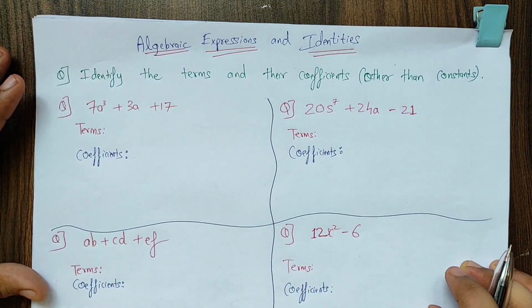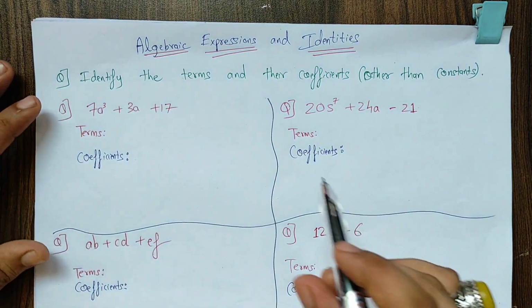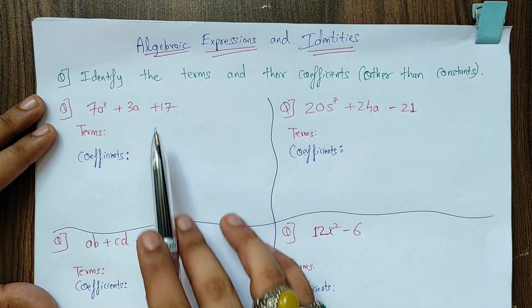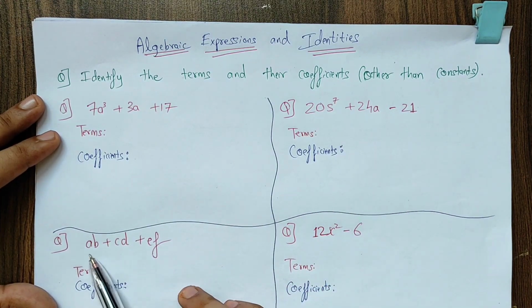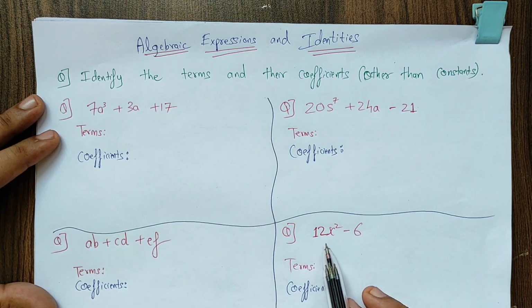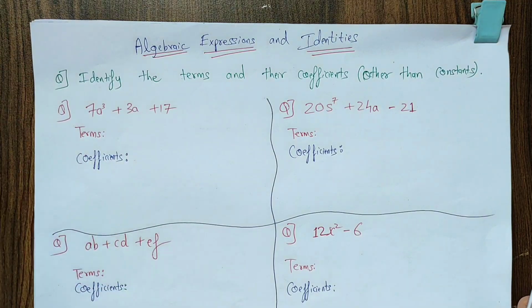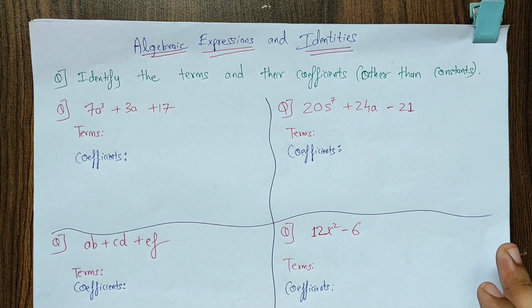Any expression, what do you mean by expression? In front of you there are 4 expressions written on the screen: 7a cube plus 3a plus 17, 20s raised to 7 plus 24a minus 21, ab plus cd plus ef, 12x square minus 6. These 4 things are called expressions. What are identities? I'll explain as we move ahead in the chapter.